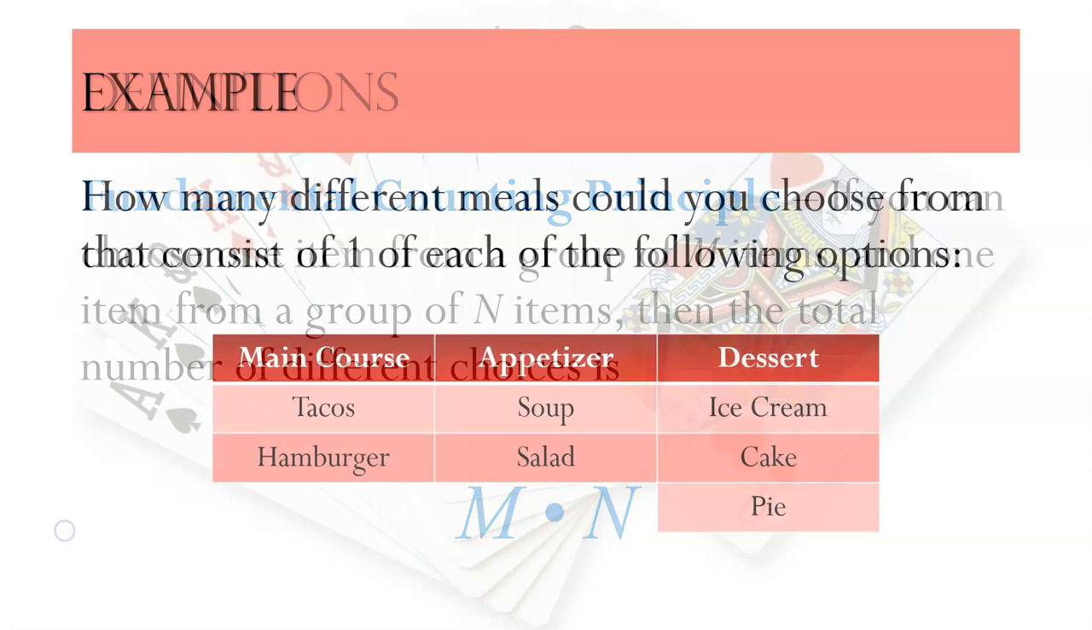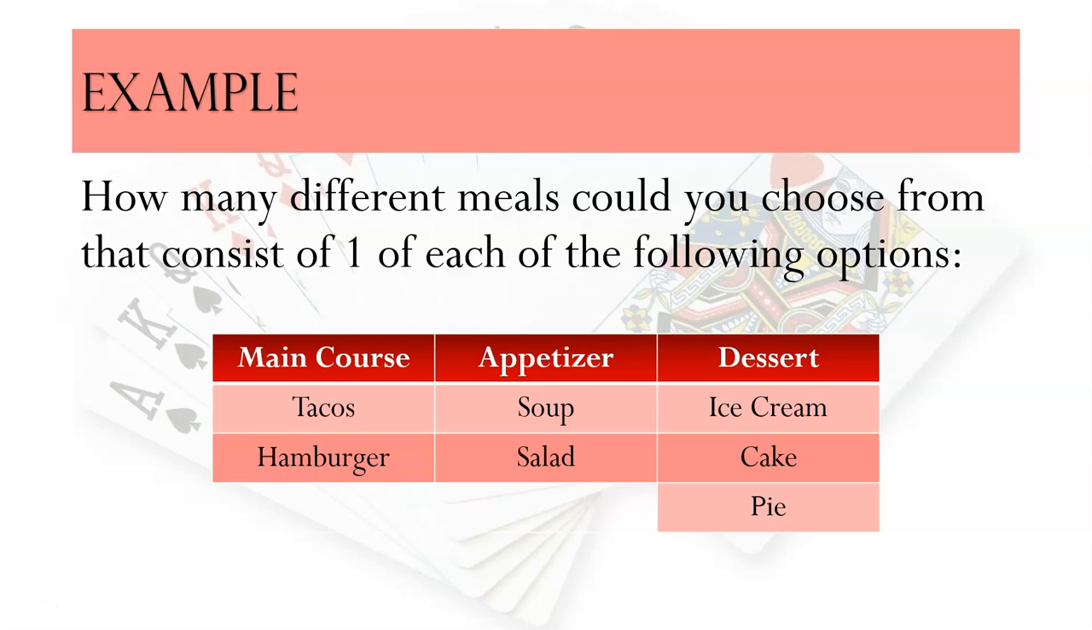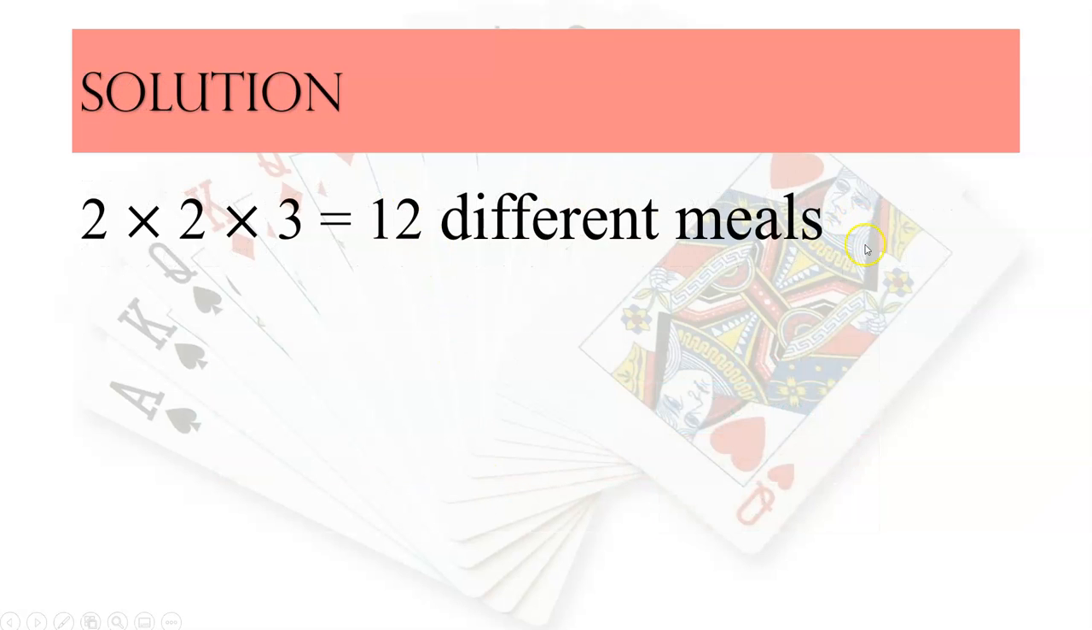So for example, if the question wants to know how many different meals could you choose that consists of one of each of the following options, your main course being tacos or a hamburger, appetizer you can choose soup or salad, and for dessert you can choose ice cream, cake, or pie. Using the fundamental counting principle, if we have 2 options for the main course, 2 options for the appetizer, and 3 options for the dessert, then the different meals we could make would be 2 times 2 times 3 for a total of 12 different meals.